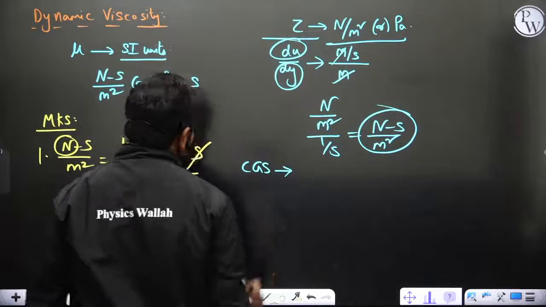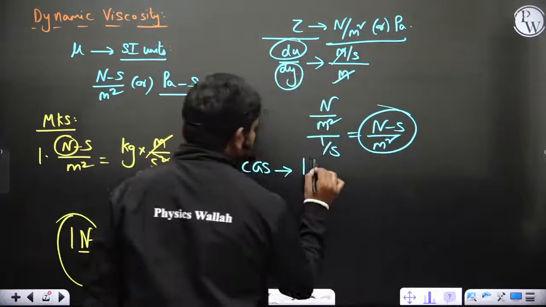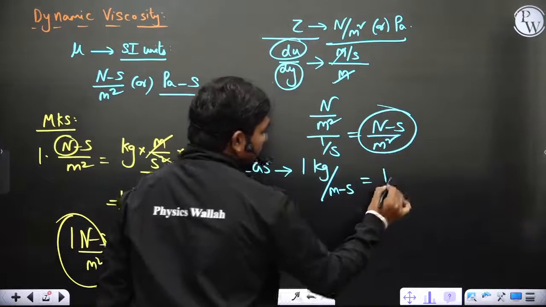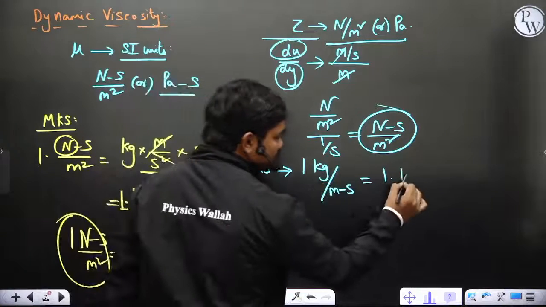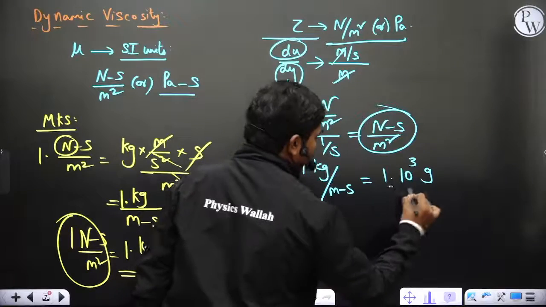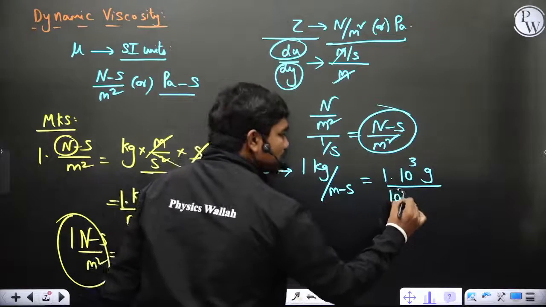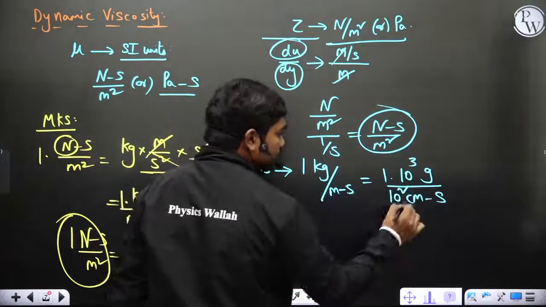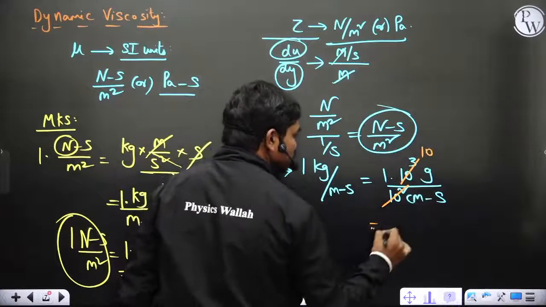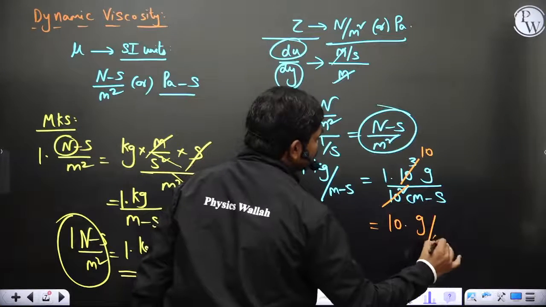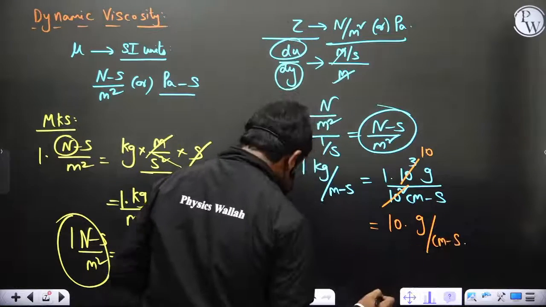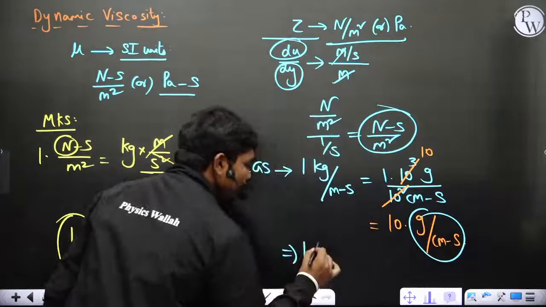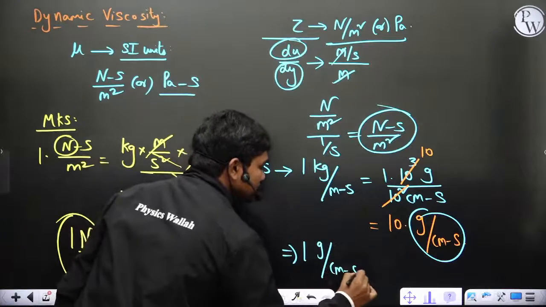Let us convert this to CGS units. 1 kg per meter second is equal to, converting to CGS, kg is 1000 grams, per meter is 100 centimeters, second is 1 second. Now if you convert this, 10 square will cancel 10 times, so 10 times gram per centimeter second, and this gram per centimeter second is the CGS quantity. So 1 kg per meter second is equal to 10 gram per centimeter second.